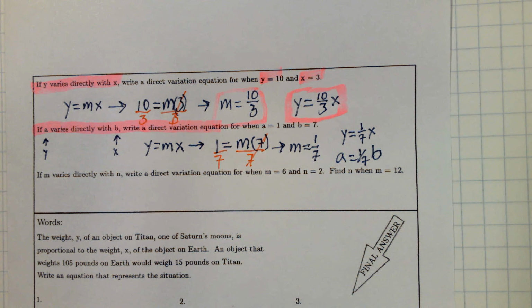So let's see here. They're doing another one of these. So it says m varies directly with n.